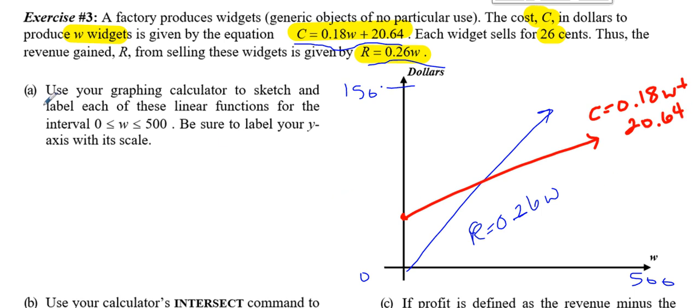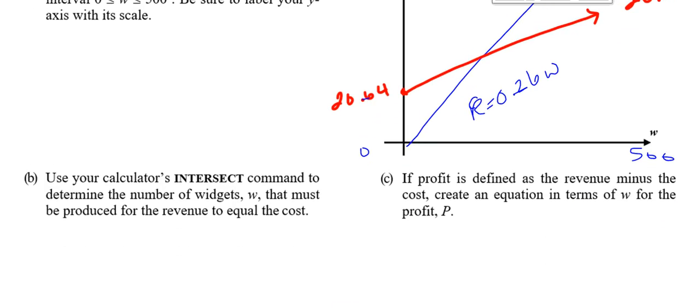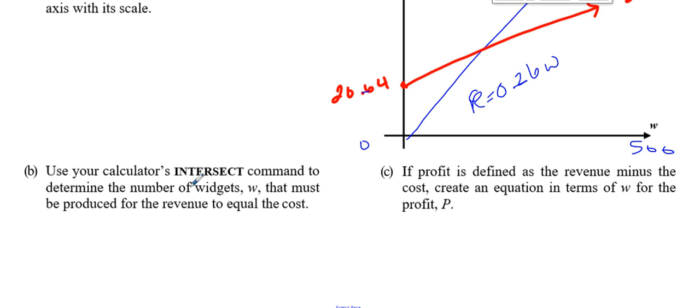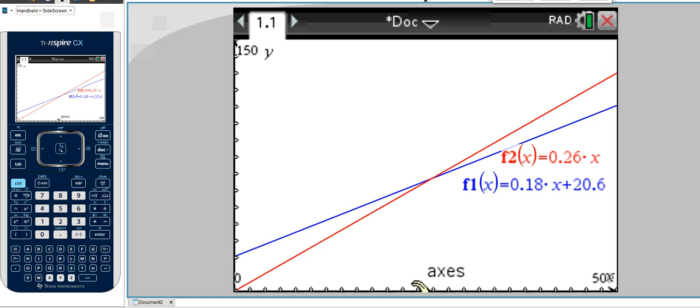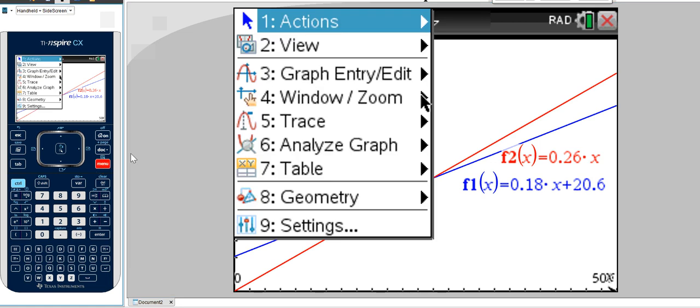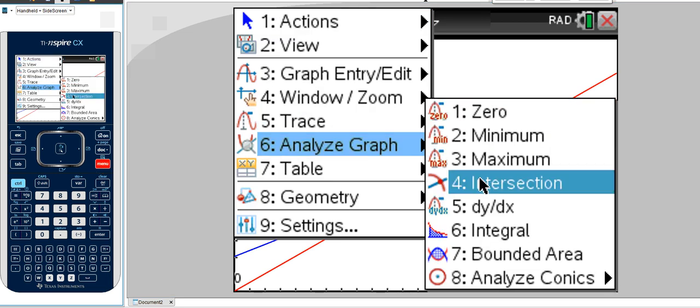Again, this is just gauging. It says sketch and label. So sketching is not going to be an extremely accurate thing, but I am going to put 20.64 at this point just so that we know that's what that is. And then when we go farther down, it says use your calculator's intersect command to determine the number of widgets W that must be produced for the revenue to equal the cost. So this is telling us to find the intersection. So we're going to go back to our calculator here, and we need to find the intersection. So you're going to go to menu, analyze graph, intersection.